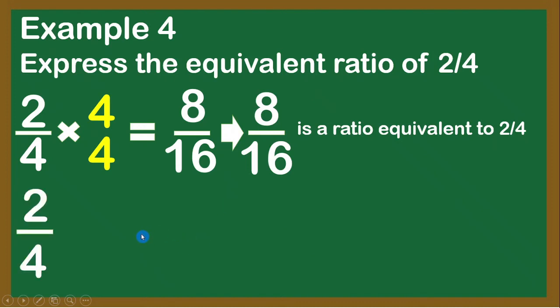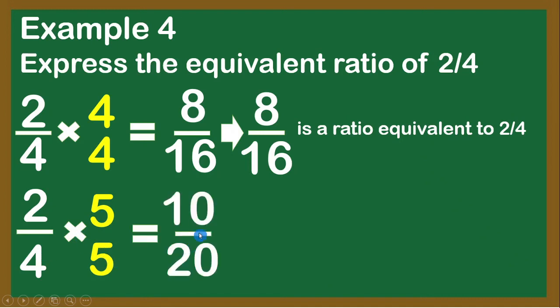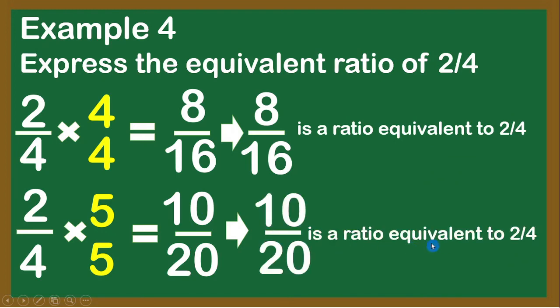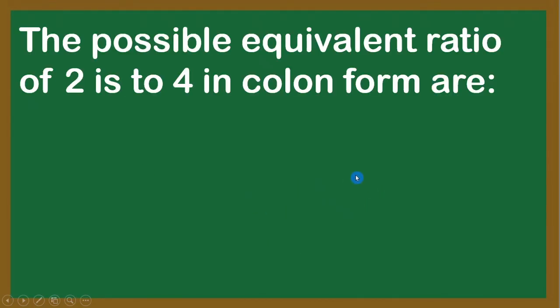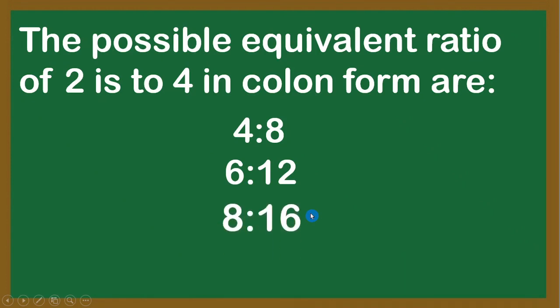Again, let us use 2 is to 4. Then let us use another number, 5. So 2 times 5 is 10, 4 times 5 is 20. Then we have 10 is to 20. That will be a ratio equivalent to 2 is to 4. The possible equivalent ratios of 2 is to 4 in column form are 4 is to 8, 6 is to 12, 8 is to 16, and 10 is to 20.